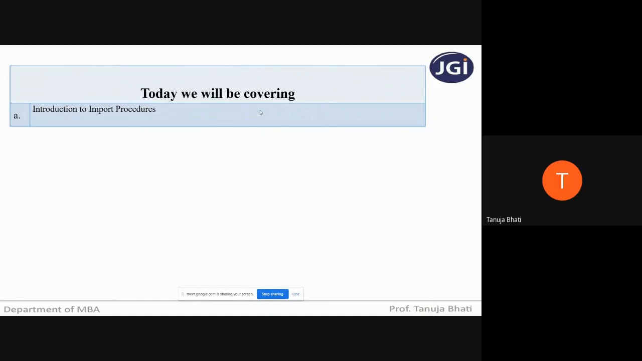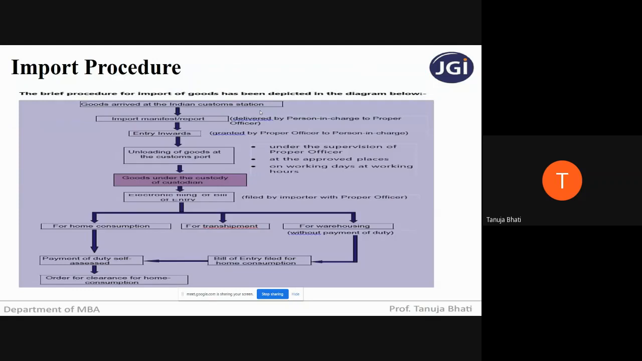So today we will be covering a basic introduction to import procedures. Like we will be seeing simply what is the procedure when you have to get goods from outside India into India. So a simple procedure. Let us understand first the procedure. So this is the import procedure. This is a brief procedure for import of goods that has been depicted in this particular diagram. So now let us understand how this process flows.